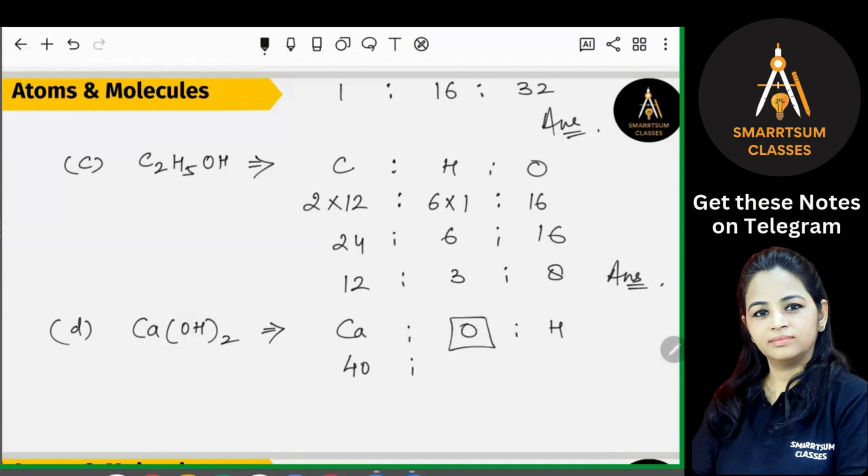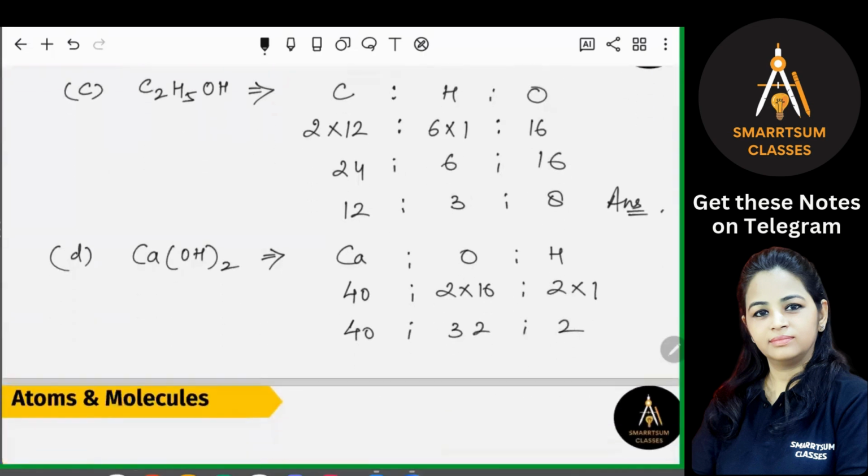Now for oxygen, how many oxygen atoms are there? It is (OH) whole twice, right? So that means there are two oxygen atoms. Okay. So atomic mass of oxygen is 16, so we multiply with 2, so this will become 2 into 16. Now hydrogen atoms, again, because this is (OH) whole twice, the hydrogen atoms are also 2. So 2 into the atomic mass of hydrogen, that is 1. 2 into 1, right? So this is equal to 40 ratio 32 ratio 2.